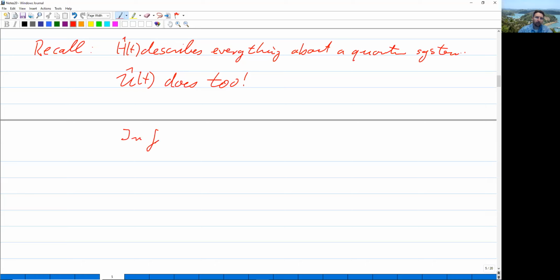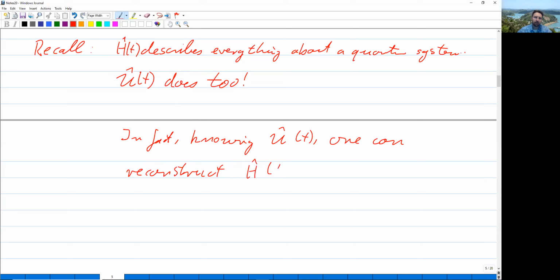in fact, knowing u hat of t, one can reconstruct h hat of t. We can reconstruct h hat of t, which means that u hat of t knows everything about the system. It knows as much as the Hamiltonian does. And how do we see that?